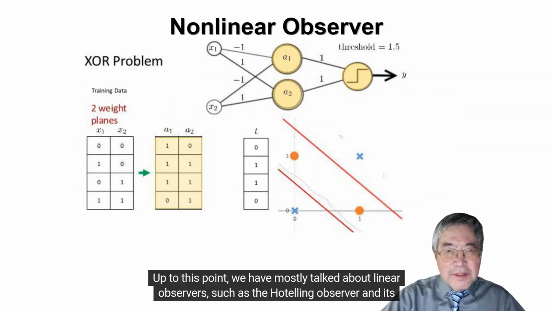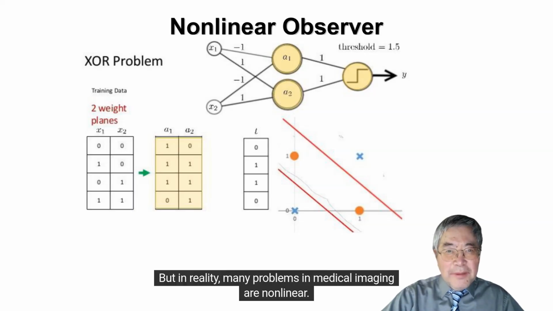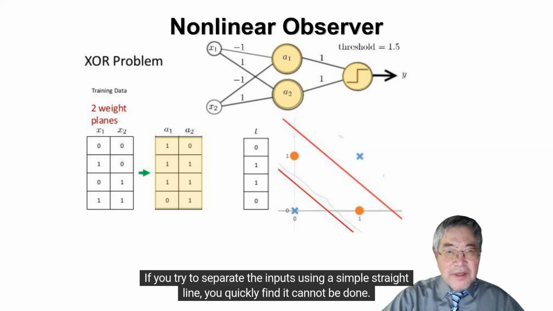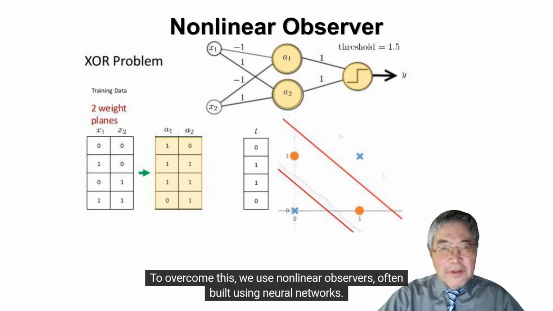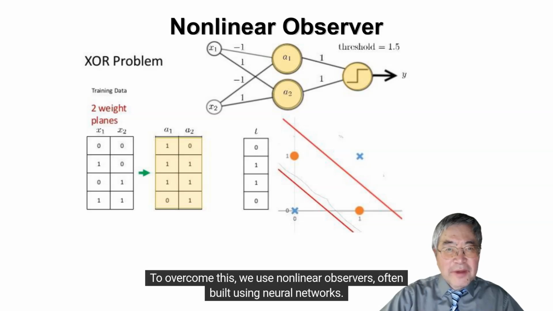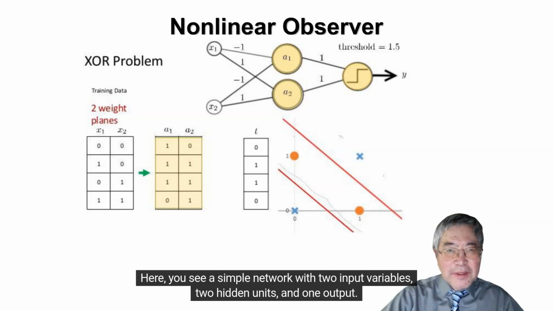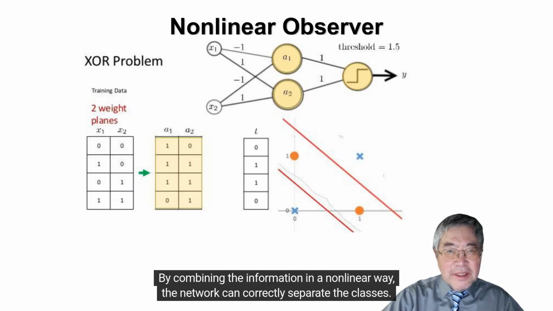Up to this point, we have mostly talked about linear observers, such as the Hotelling observer and its channelized version. But in reality, many problems in medical imaging are non-linear. Take the XOR problem as a classic example. If you try to separate the inputs using a simple straight line, you quickly find it cannot be done. Linear observers fail in such situations because the data are not linearly separable. To overcome this, we use nonlinear observers, often built using neural networks. Here you see a simple network with 2 input variables, 2 hidden units, and 1 output. By combining the information in a nonlinear way, the network can correctly separate the classes.